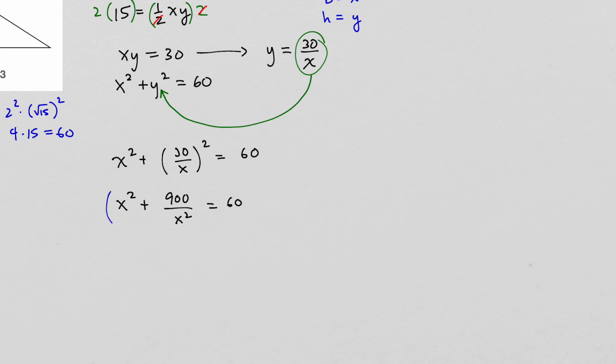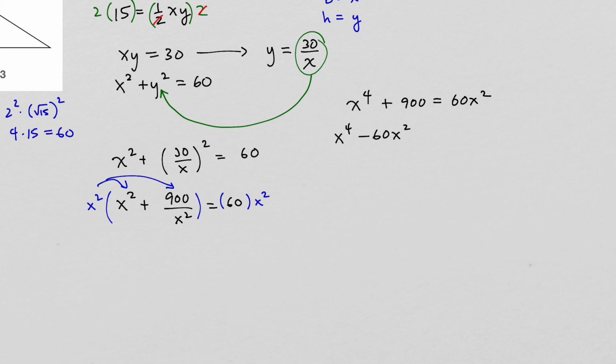And then the next thing I'm going to do is multiply both sides by x squared to get rid of the fraction. X squared times x squared is x to the 4th, plus when we multiply x squared times 900 over x squared, we simply get 900. And on the right-hand side, 60x squared. This is a polynomial equation, so I will subtract 60x squared from both sides to set this equal to 0. And from here, I can try factoring.